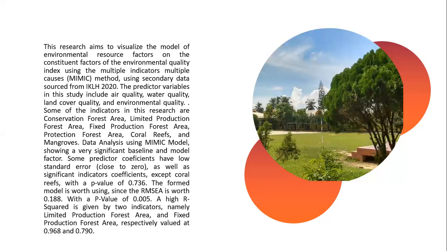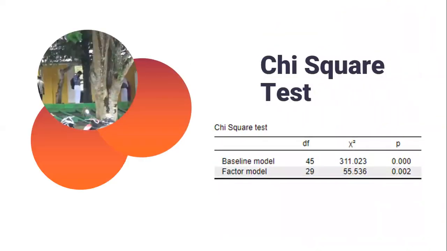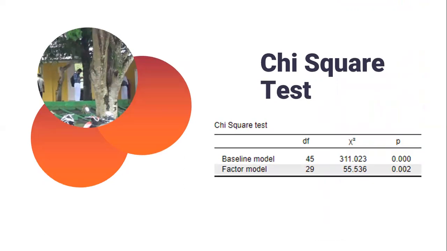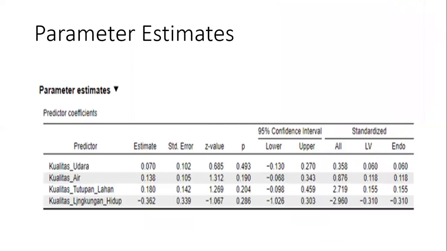respectively valued at 0.968 and 0.790. And here we can see the chi-square test with a significant p-value. As I said before, the baseline model and factor model are significant. And then these are the parameter estimates with z-value, p-value, and then the estimate.